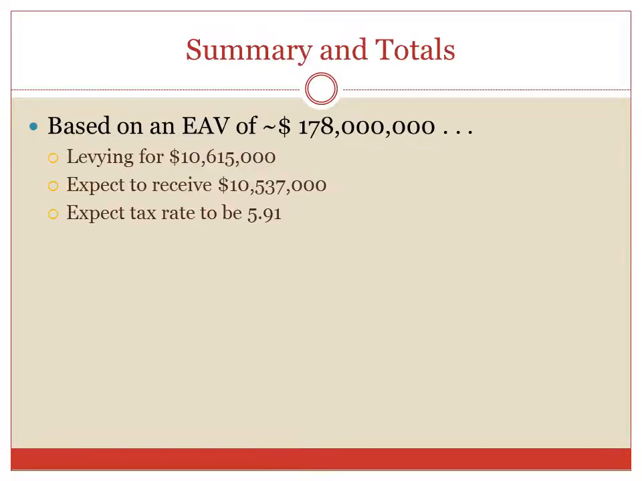So in summary, based on the EAV of 178 million, which is what the assessors have queued us in for, we are going to ask for $10,615,000. We expect to receive $10,537,000, and that is based, again, on what the assessors have told us. I think that's high. I don't think we're going to quite get there. But again, based on the data that we have, that is our best guess.